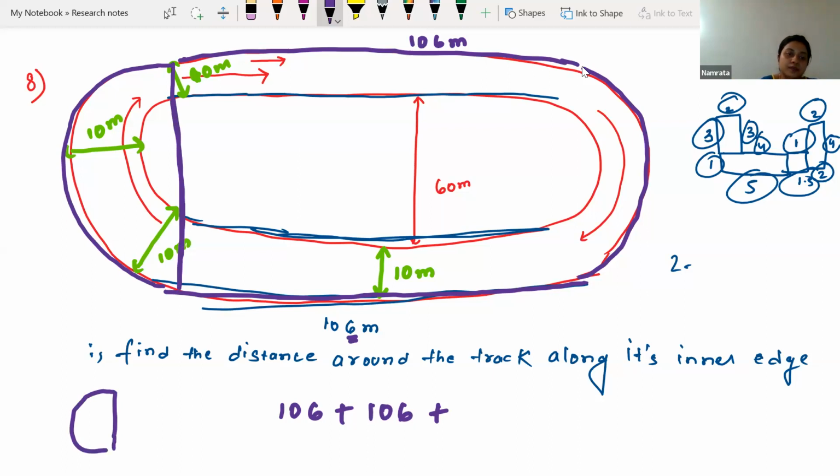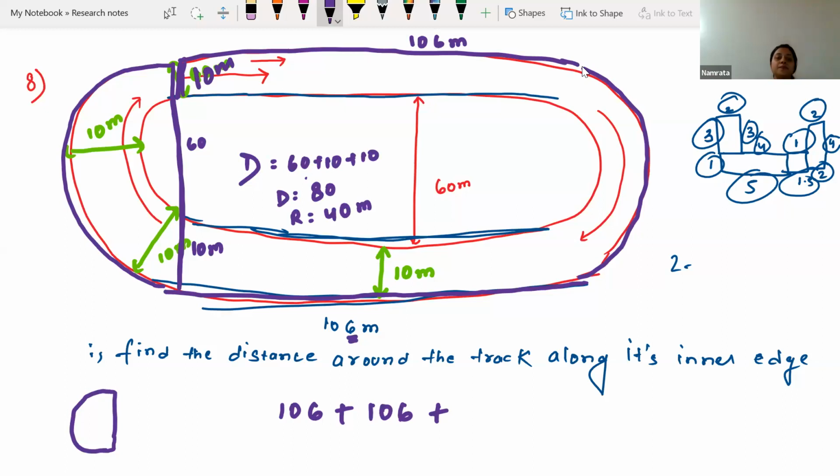Do we know the radius of this semicircle? We know this much distance is 60. That one is 10 meter, here 10 meter. So the total diameter we can take out: 60 plus 10 plus 10, that is 80. Now the diameter of this semicircle is 80. Then the radius must be 80 over 2, that is 40 meter, right?